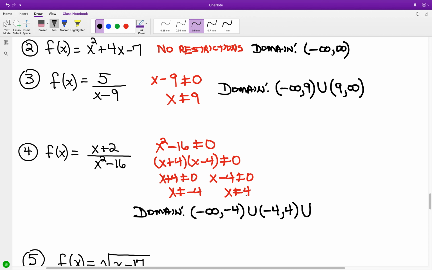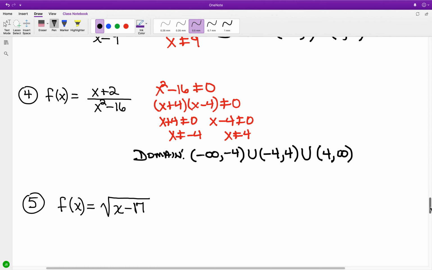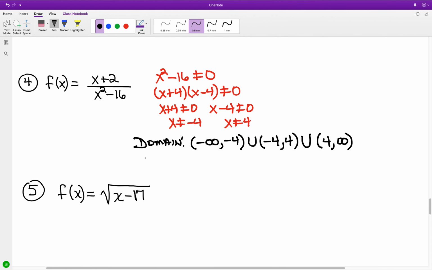And then for the rest of the set, we're going to have those values of x that will be greater than 4. And so we have parentheses once again. Now, along with rational functions, we have radical functions. And we have f of x is equal to the square root of x minus 17.